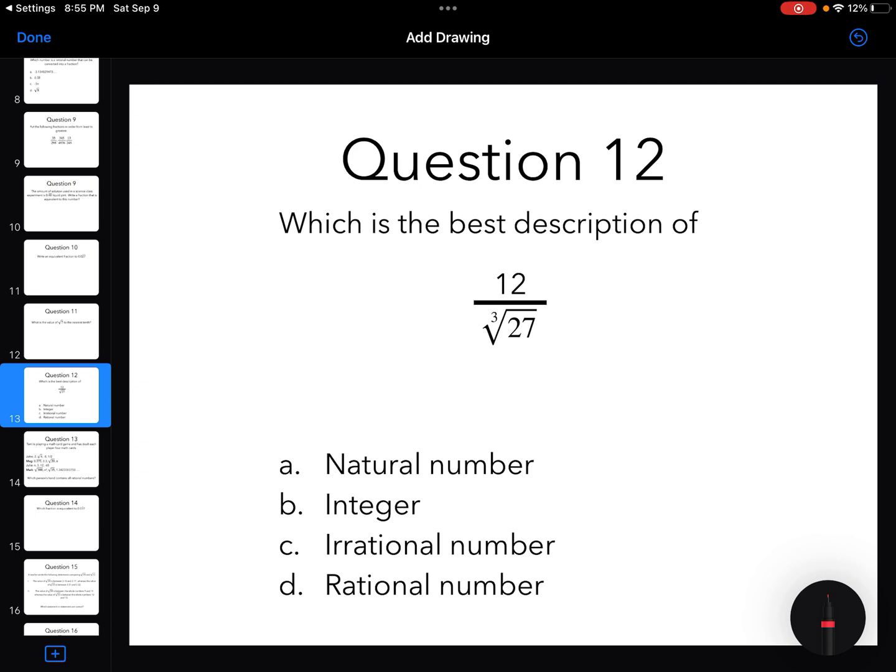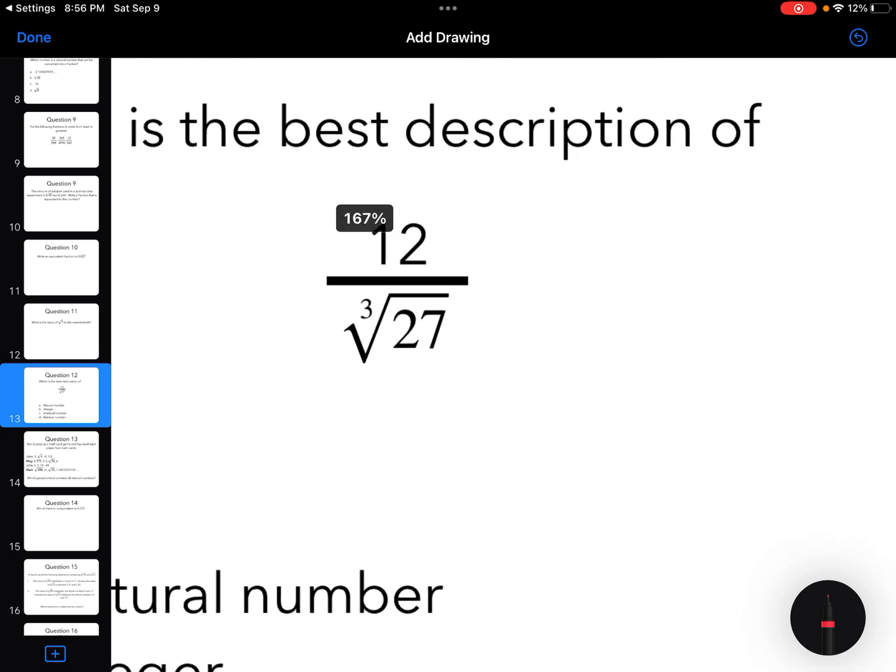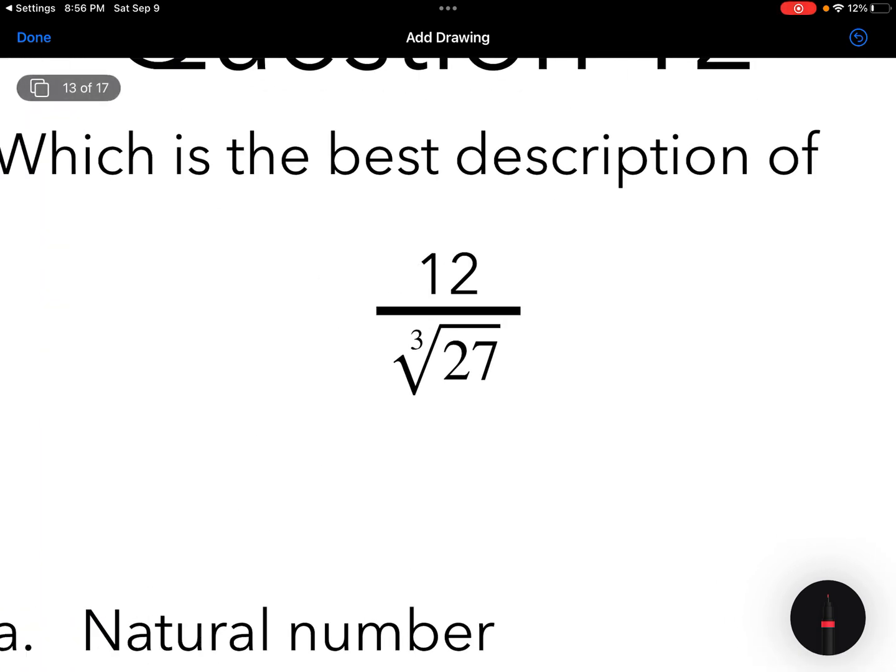Alrighty, so now it says, what is the best description of this crazy looking thing? And this looks scary, but remember when we talked to our partner, we said that it might look scary, but we can do it if we break it apart. So I'm going to take a look at this part first, right here. The cube root of 27. So I'm going to list out my cube roots. So I've got 1, I've got 8, I've got 27. So that's 1, 2, 3.